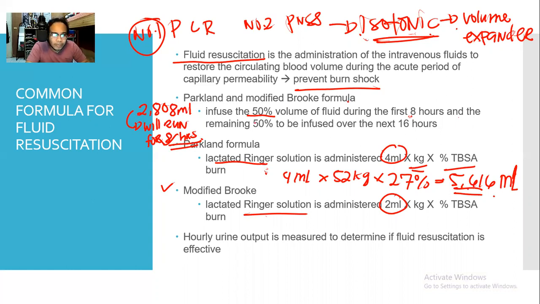Now, class, sir, makakuha ba tayo ng rate niyan if kung wala tayong ibang value? Yes, of course. Naman ka 8 hours ani to run. I-budget nimo ng 2,808 ml nimo to run for 8 hours. How are you going to do that? I-divide na nimo. 2,808 divided by 8 hours. That means 351 ml per hour.